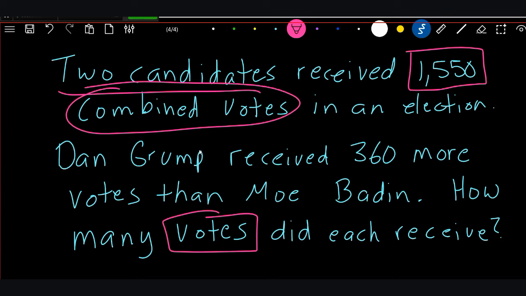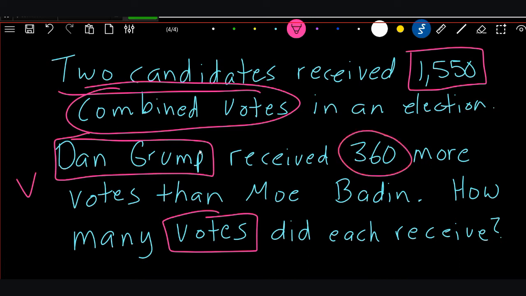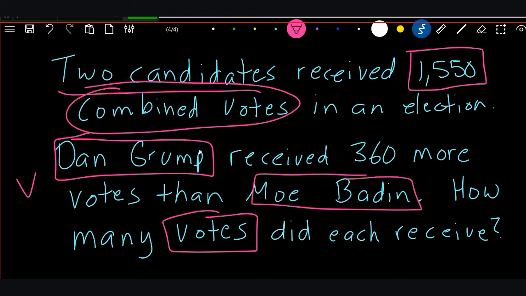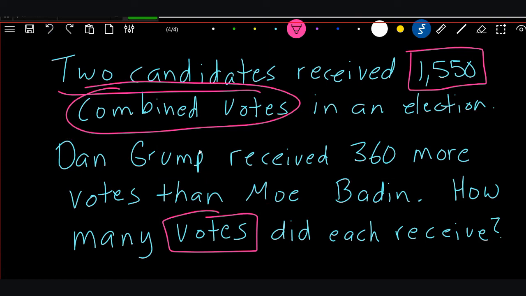So we could call Grump votes, but he received 360 more than Baden. So Baden would be votes minus 360, or he's Grump minus 360. You could also do it, and this is probably how I would do it in this case, I like to keep things positive.